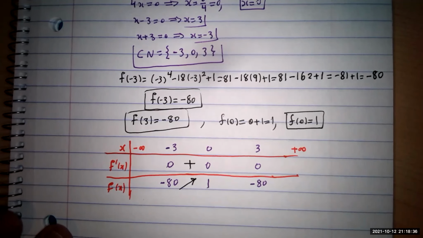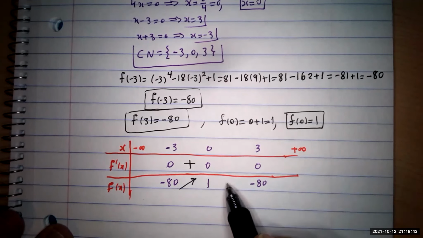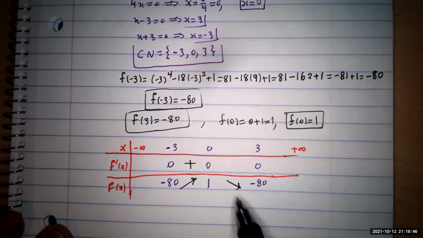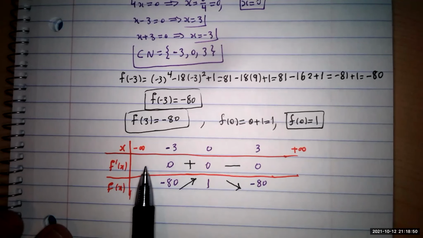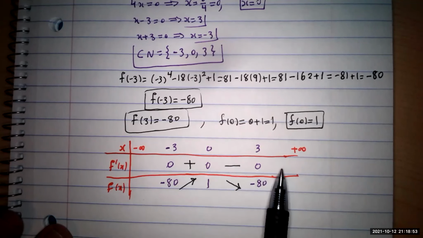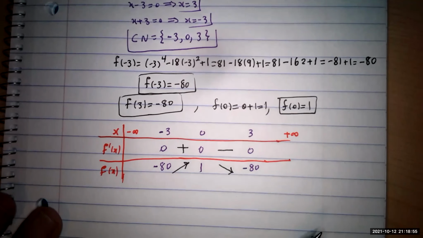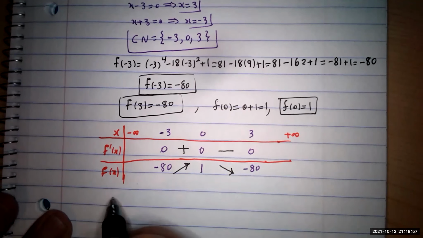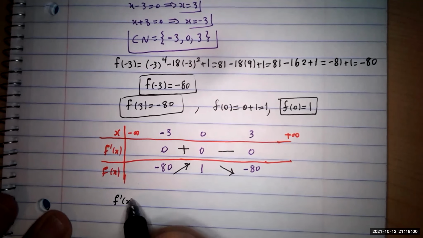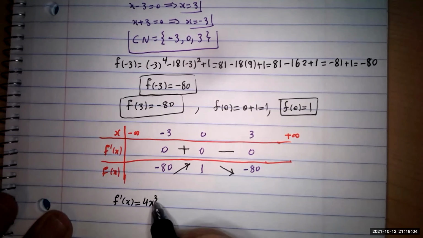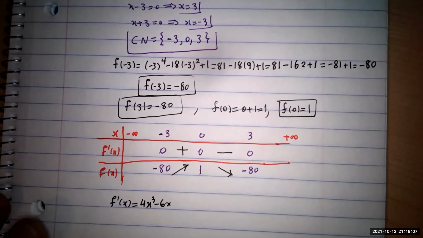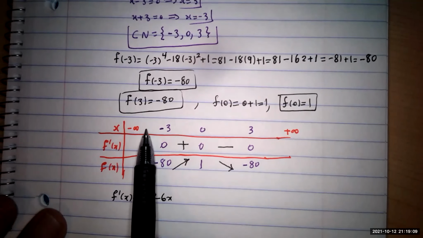Question? So from a negative number going to a positive number is an increase, but from 1 going to a negative number is going to be a decrease. So this must be negative. You have to check a number on these two intervals only. You cannot use that quadratic method that we talked about, because your f prime is cubic. You have to test numbers. So this is your f prime. You have to test two numbers. You need one here and one here.